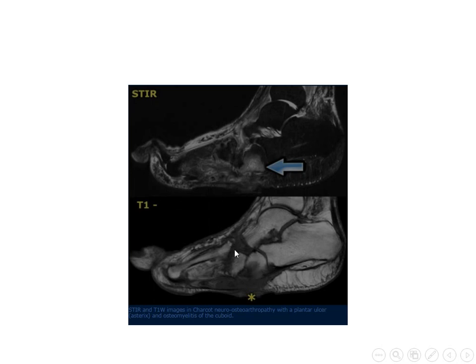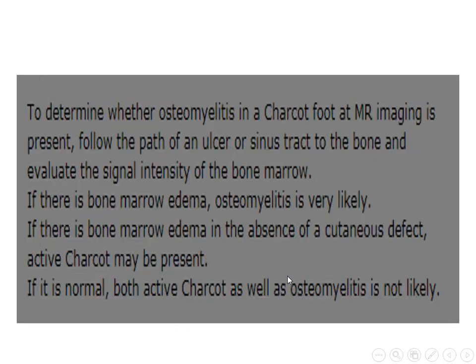In T1, if we see abnormal signal in the bone marrow with the ulcer, this is more likely to be osteomyelitis. Also in STIR, if we see abnormal signal with the ulcer, we must think of osteomyelitis. But if we see abnormal signal in the bone marrow with no defect in the skin, we may think that this is active Charcot. So we should differentiate active Charcot from osteomyelitis. Both will have bone marrow changes, but osteomyelitis should have a defect in the skin, a sinus tract. Yes.